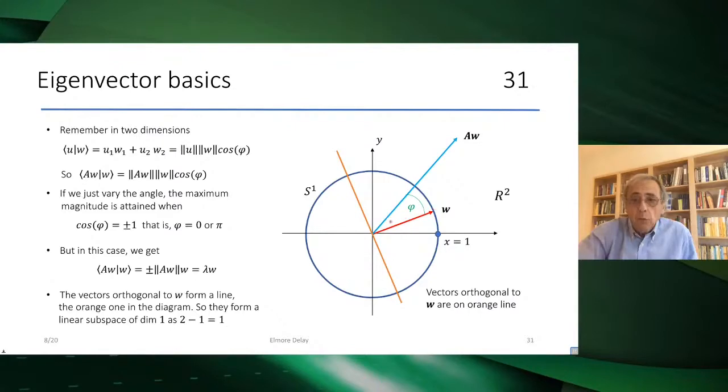If you take a vector W in 2 dimensions and you apply a matrix to it, the inner product of these two would be the absolute value times the cosine of the angle. So this would be the formula. The maximum value that you're going to get here is when the cosine is equal to 1 or -1, meaning the angle is 0 or pi. They are collinear. If they are collinear, it is an eigenvector.